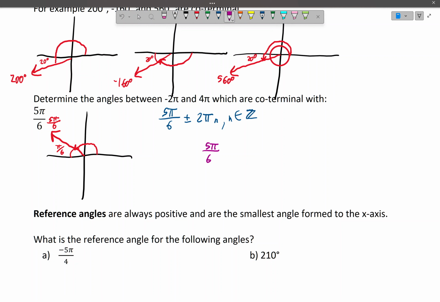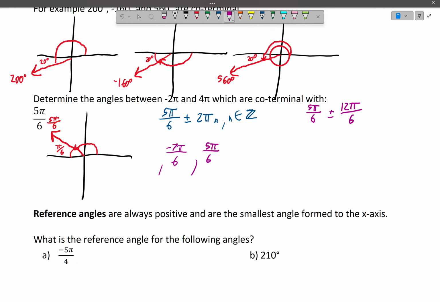So first things first, I'm going to write down this one, and then I'm going to subtract 2 pi. Now, if I want to subtract from a fraction, I need to make sure I have common denominators. So I'm going to actually be subtracting 6 over 6. No, sorry, 12 over 6. Because that would be the same thing as subtracting 2 pi. So here's our first one, and then minus 12, which ends up getting us -7 pi over 6.